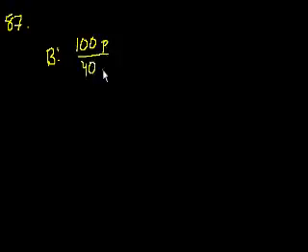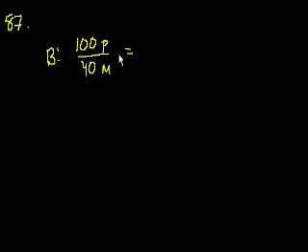We're on problem 87. Machine A produces parts twice as fast as machine B does. Well, let me just keep reading. Machine B produces 100 parts in 40 minutes. So B produces 100 parts in 40 minutes.